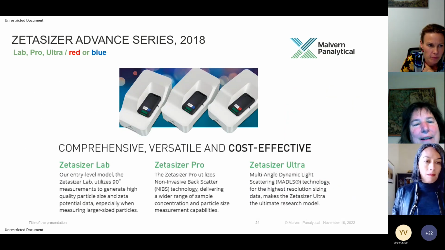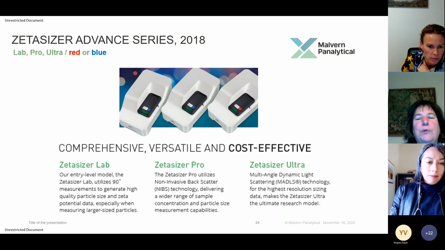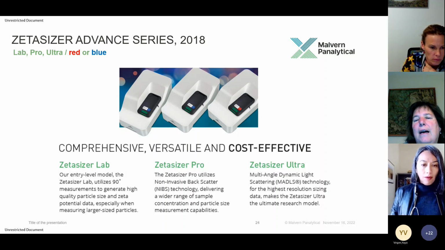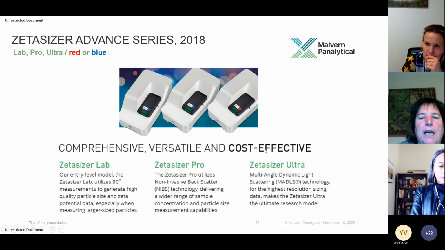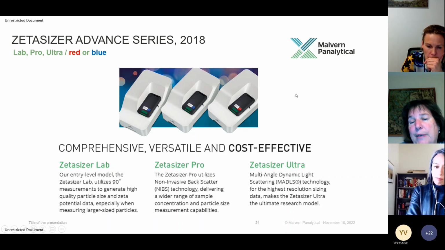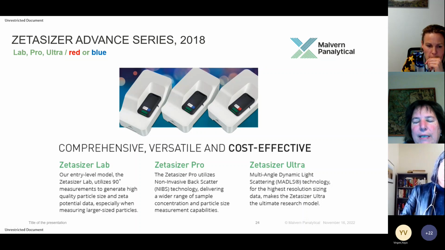So let's talk about the Zetasizer Advanced series. It was introduced in 2018, but really didn't get fully introduced until 2020. We stopped building the Zetasizer Nano in 2020, and its full start date is 2020. It is a series of 6 instruments. So we're selling a lab system which has 90-degree light scattering, but we've introduced a new type of cell for that 90-degree light scattering.